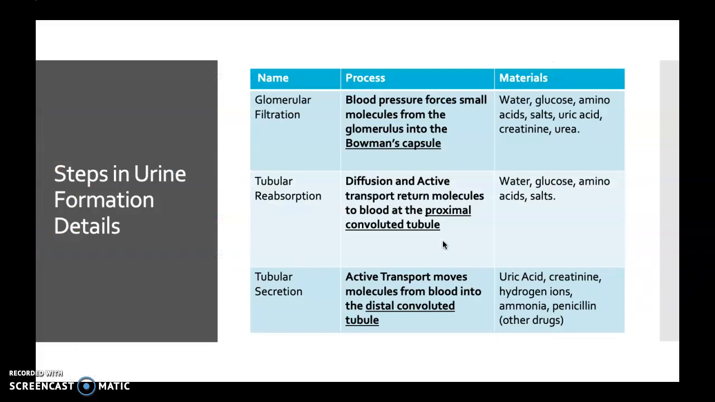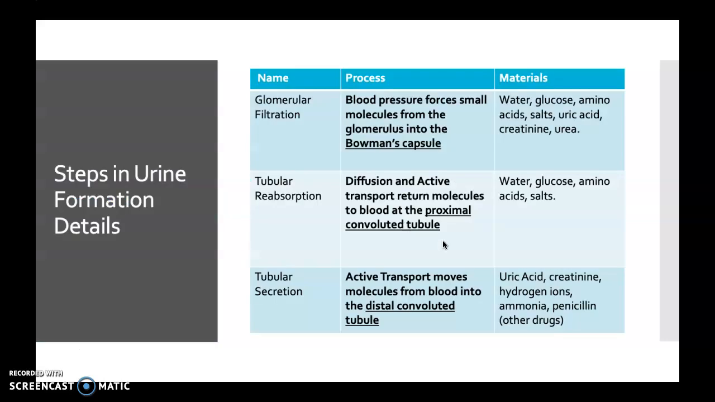So hopefully that helps you understand a little bit more, and you watched that video, which had a really good explanation of it. So the active transport is important because, again, that needs energy, right? So tubular secretion and tubular reabsorption are both using active transport. So tubular secretion, again, the molecules moving from the blood into the distal convoluted tubule would be uric acid, creatine, hydrogen ions, ammonia, penicillin, and so on. So things we want to get rid of, getting them out of the blood.